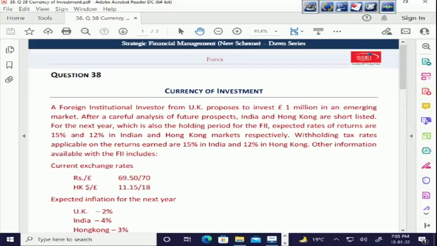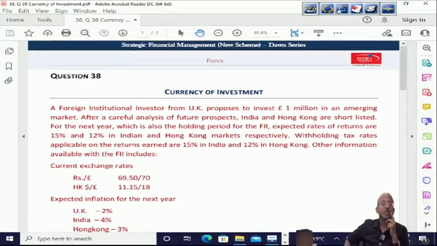So we are given the gross returns and the tax rates. What is the post-tax return in India? It is 15 into 0.85, which is 12.75%. And what is the post-tax return in Hong Kong? The post-tax return in Hong Kong is 12 into 0.88.